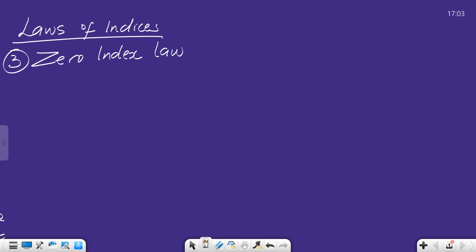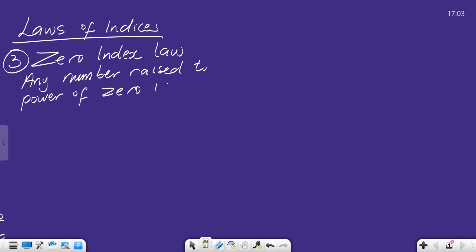What does this law say? The law says any number raised to the power of 0 is 1. That is what the law says. Any number raised to the power of 0 is 1. How is that possible? This one comes from the second law, the division law.